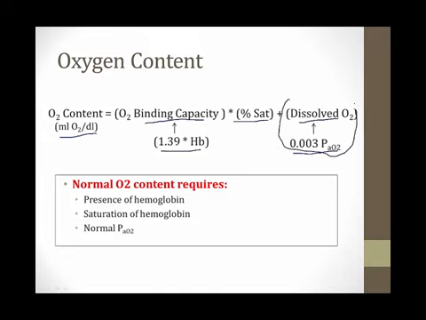Usually this term is relatively small, so the major determinants of the oxygen content of blood are the binding capacity and the percent saturation. And as I told you before, percent saturation is related to PaO2 by the oxygen hemoglobin dissociation curve. So the key points of this equation that you want to remember are summarized at the bottom of the screen. In order for blood to have normal oxygen content, there must be the presence of hemoglobin. That hemoglobin must be saturated, and in order for it to be saturated, you must have a normal PaO2 because the PaO2 determines the hemoglobin saturation.